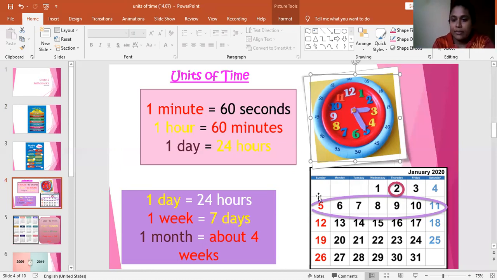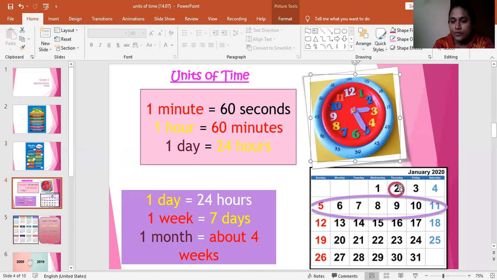Here I have a page of a calendar. When we clearly observe this, here it has mentioned the month and the year. This is January 2020. That is the month and this is the year. And here the names of the days of the week are written: Sunday, Monday, Tuesday, Wednesday, Thursday, Friday, and Saturday. There are 7 days for the week and the names of the days are here.